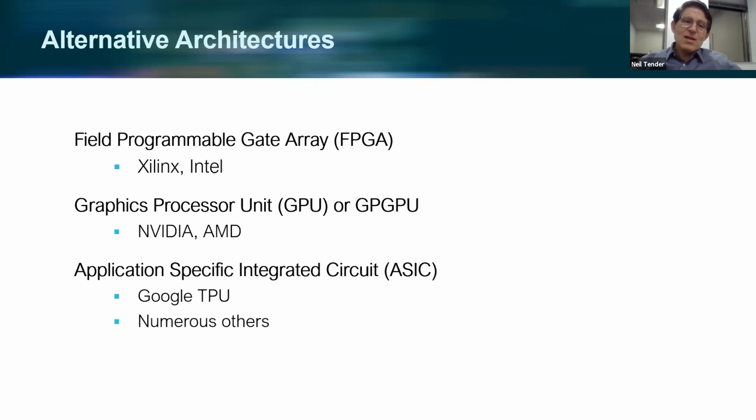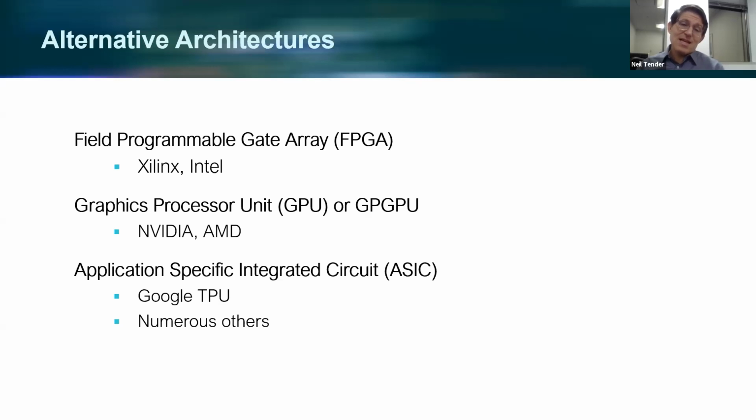In the GPUs, which are dominated by NVIDIA, and AMD also makes them, and others, we used to call them graphics processor units, but now we often call them GPGPU, general purpose graphics processor unit, because we're using them not just for graphics, but for other types of things as well.